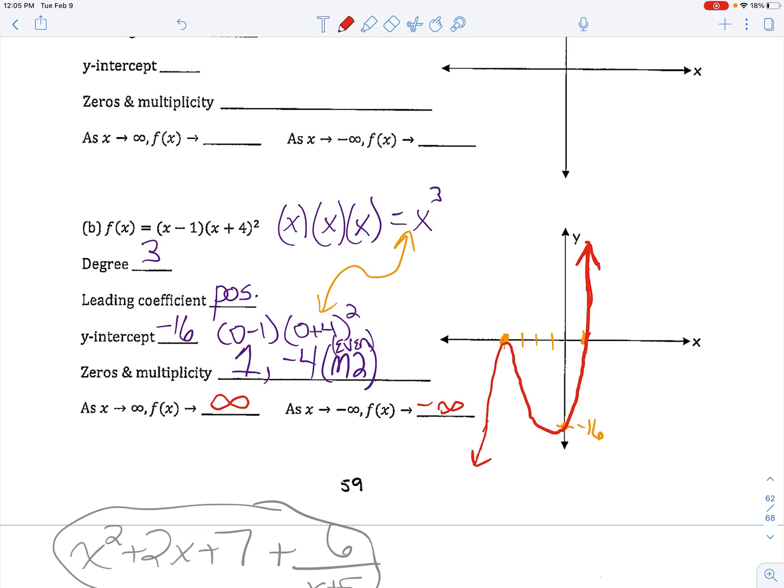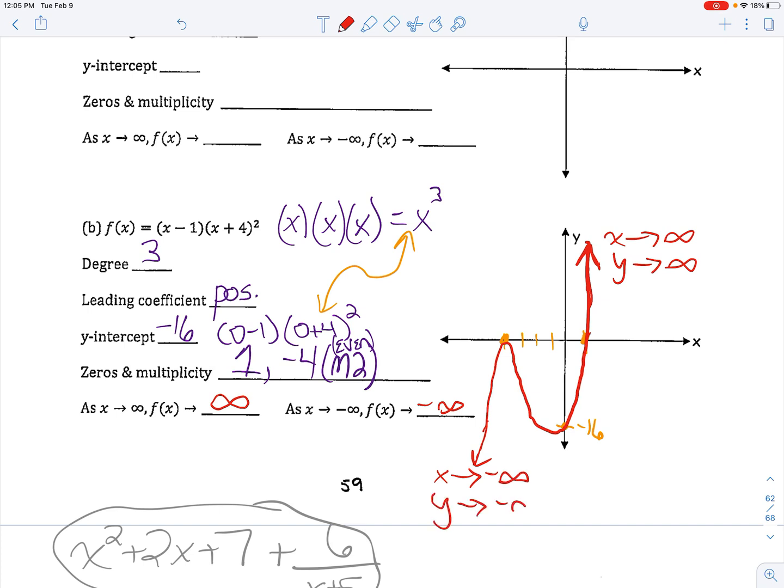So as x gets bigger and bigger and bigger, the y is getting bigger and bigger and bigger, right? So that's going to infinity. And as x goes to negative infinity, the y is getting smaller as well, right? The y is going to negative infinity.